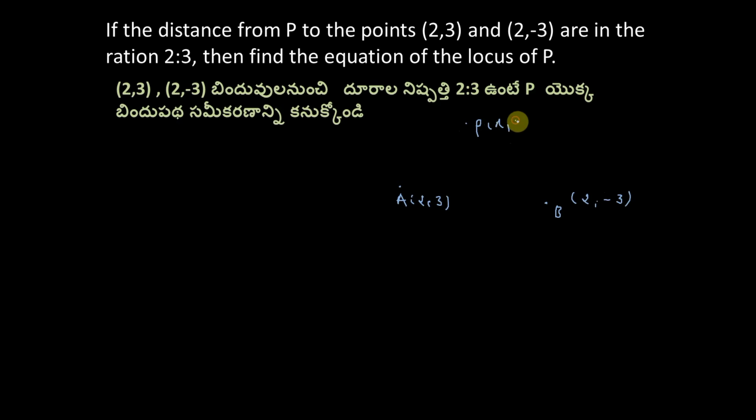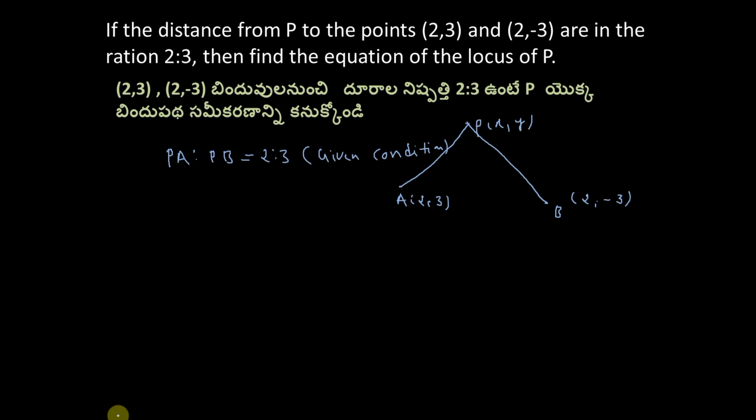P is (x, y), that we already know here. This PA is one distance and PB is another distance. Here the given condition is PA is to PB. This is given as 2:3. This is the given condition, the important one.